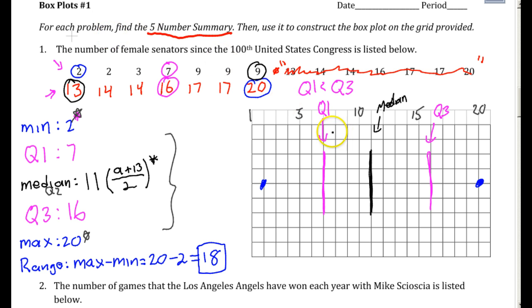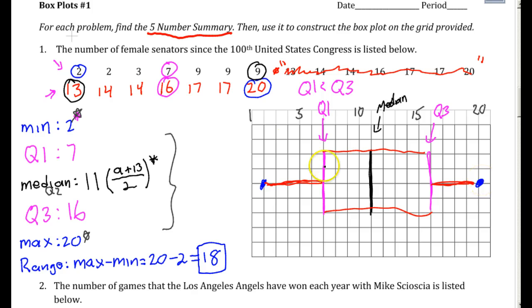Okay. And now just connect it all together. Connect the box. There's your box in the box plot. This is the box. And then just draw a line to the 2 min and max. Sometimes these are called a whisker. Sometimes you hear box and whisker, but box plot includes them.